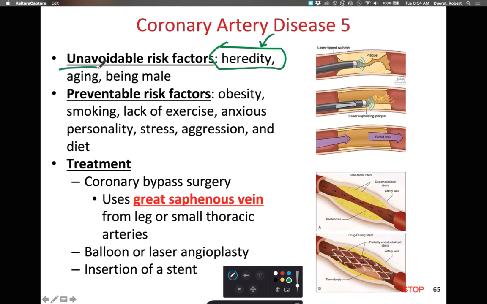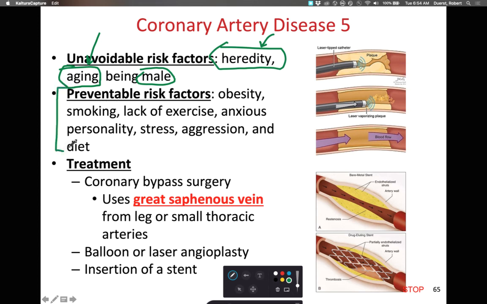Something else that you can't really help is your age, your biological age. As you get older, it's more likely that there'll be problems. And another one is being a male, your sex. If you are a male, so you have that XY chromosome, or at least an SRY region in your genome, being male is another elevated risk factor for coronary artery disease that you just can't help.